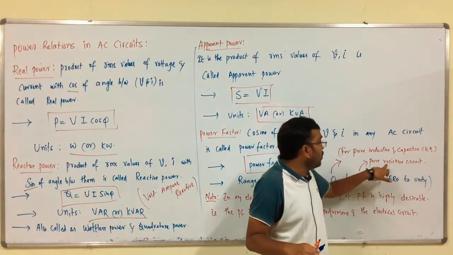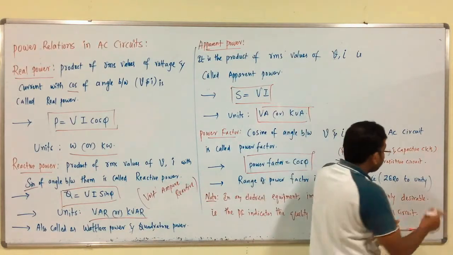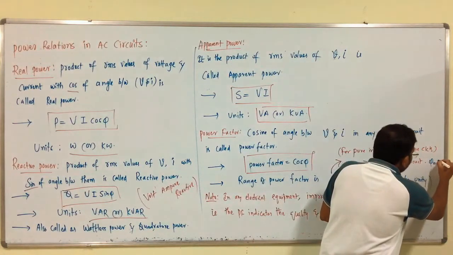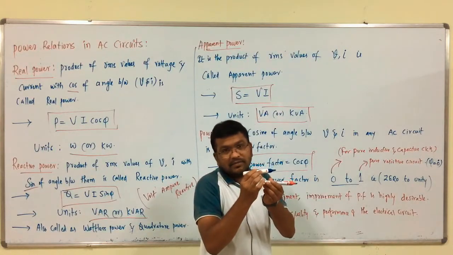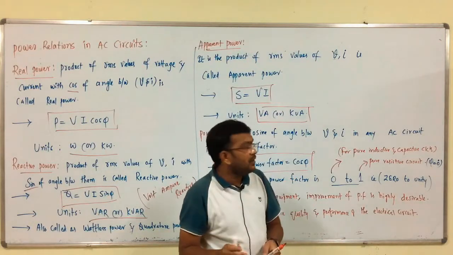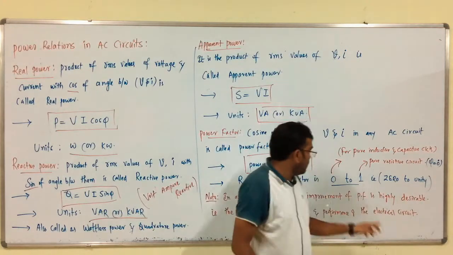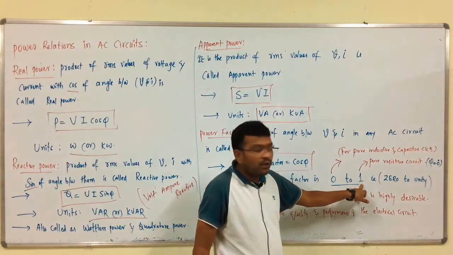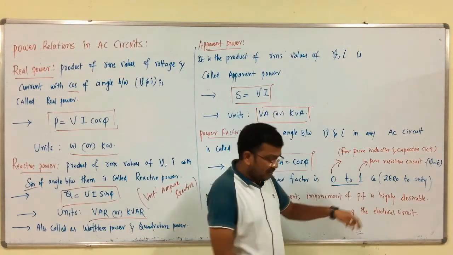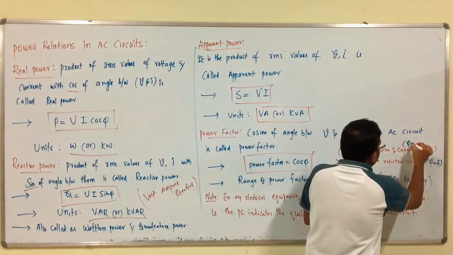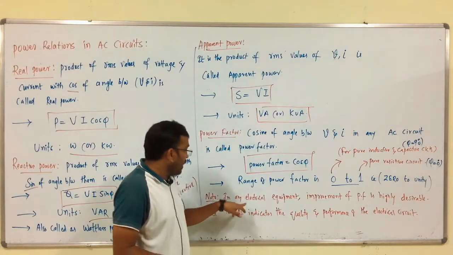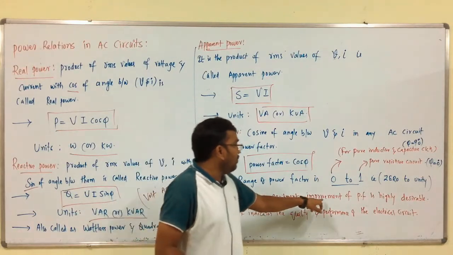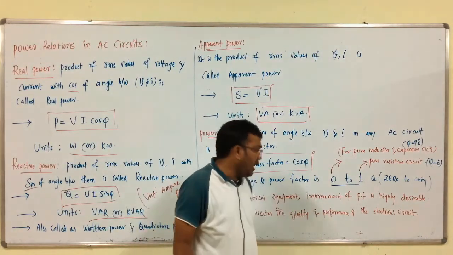Like this, for pure resistive circuit, what is the phase angle? Phi is equal to 0, no? Always voltage and current are in phase. There is no phase displacement. So, cos of 0 is 1. So, for pure resistive circuit, the power factor is 1. Here, the angle is 90 degrees. This is very, very important. So, what is the note point? In any electrical equipment, improvement of power factor is highly desirable.